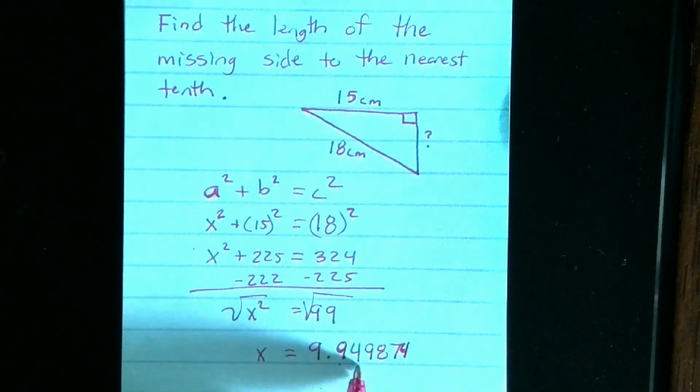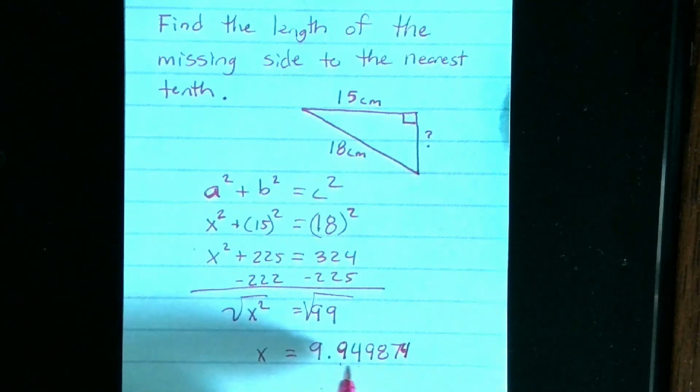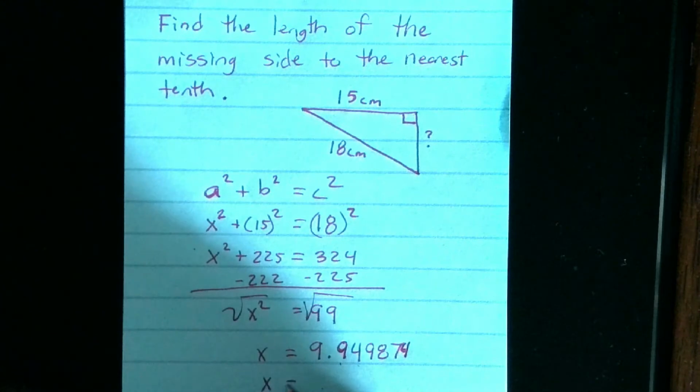I look at the place after it's round. If that number is a 5 or higher, it would round up. Sorry for that, must have just got an email. If this number is 5 or higher, it would round up, and this would go to 10.0. But it's not, it's a 4, so that 9 is just going to stay like that. So my answer to the nearest tenth would be 9.9 centimeters.